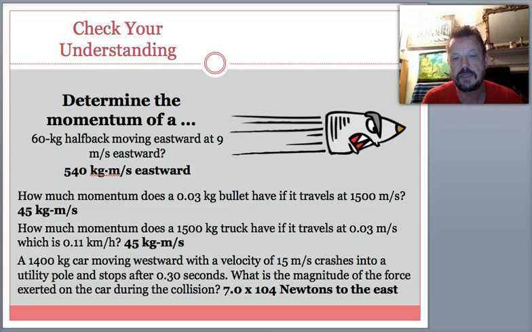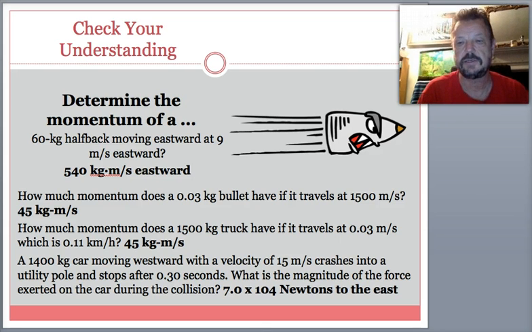A 1,400 kilogram car moving westward with a velocity of 15 meters per second crashes into a utility pole and stops after 0.30 seconds. The magnitude of the force exerted on the car during the collision is 7 times 10 to the 4th newtons to the east.